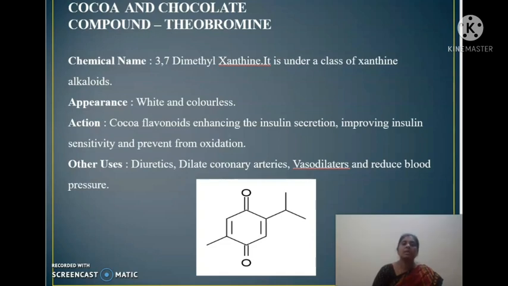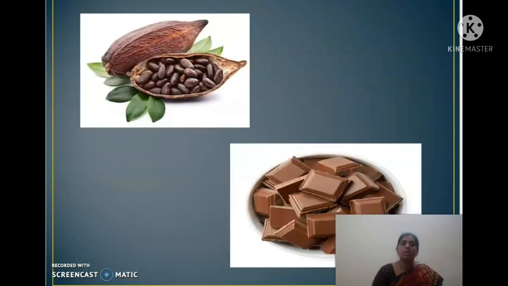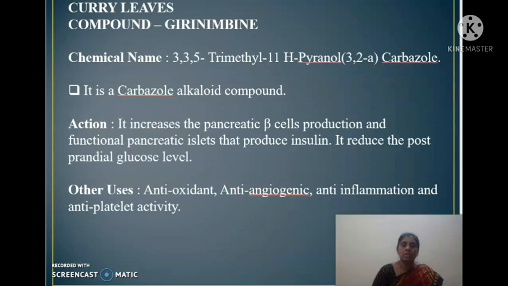Apart from that, it functions as a diuretic. It helps to dilate the coronary arteries and acts as a vasodilator, thereby reducing the blood pressure. This is a picture of cocoa and chocolate. Next is curry leaves. Girinimbine is a bioactive component present in curry leaves.